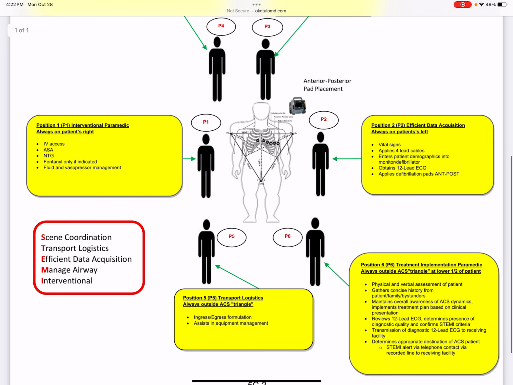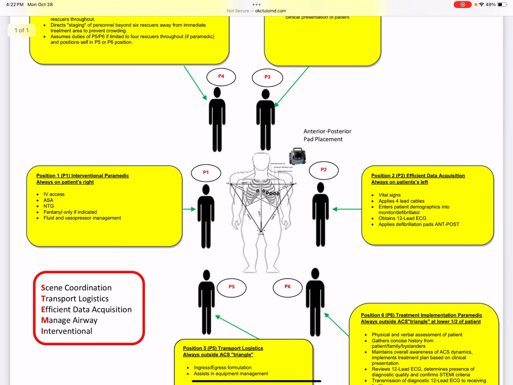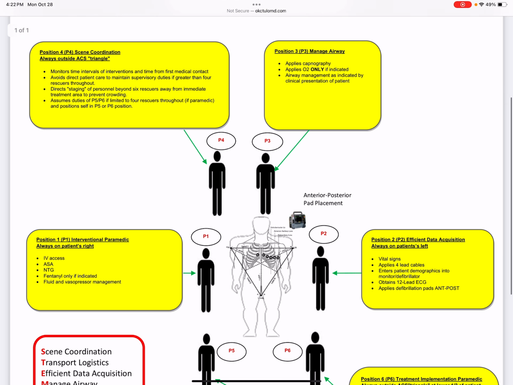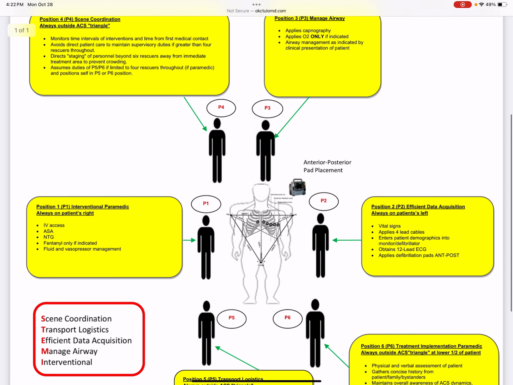I won't go step by step for every single box on this, but if you look at it, you've got P1, P2 on the sides, your left and right side of the patient, and then P3 and P4 at the head, and then P5 and P6 are at the bottom or by the feet. Your P4 up here is going to be your scene coordination, and you're always going to be outside of this ACS triangle. So you're going to be talking to family or monitoring the times of the interventions, if you have the tablet documenting the times or when the interventions were done or anything like that. And then you assume the duties of P5, P6 if limited to 4 rescuers.